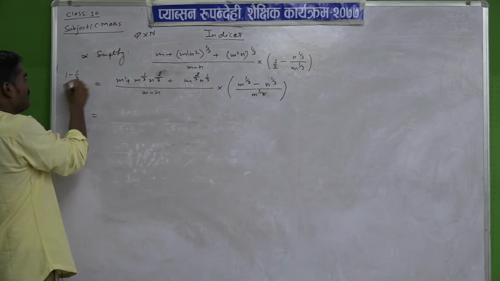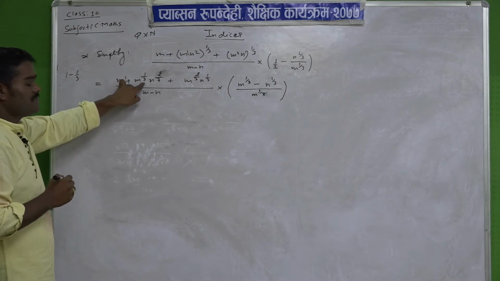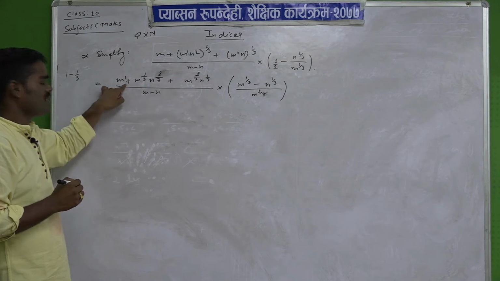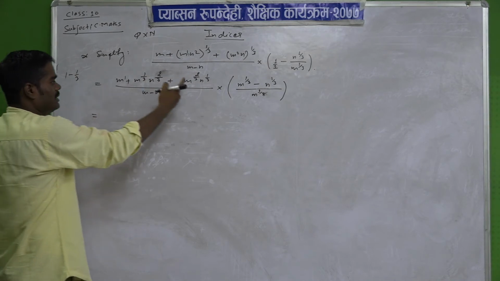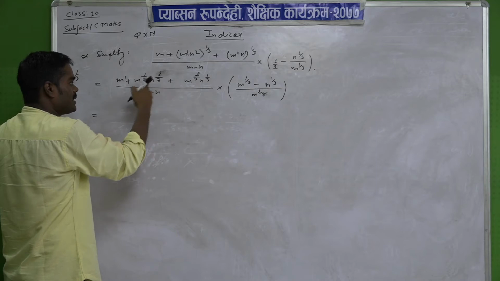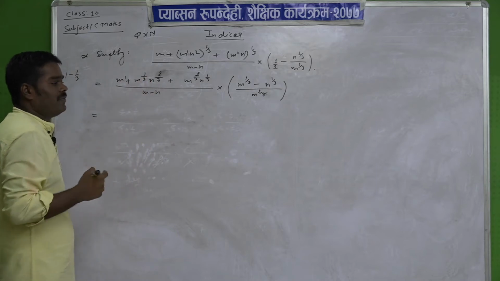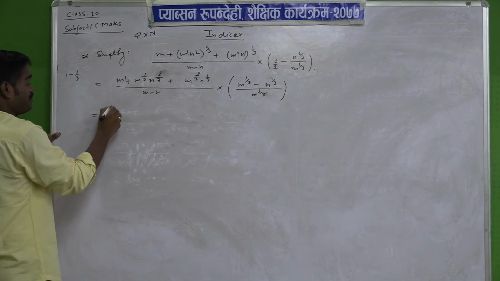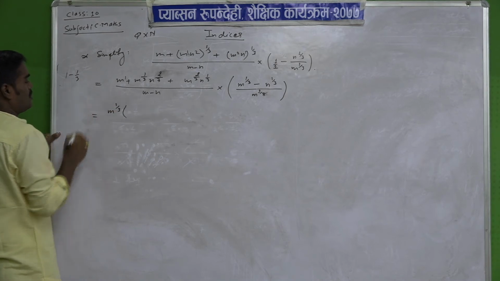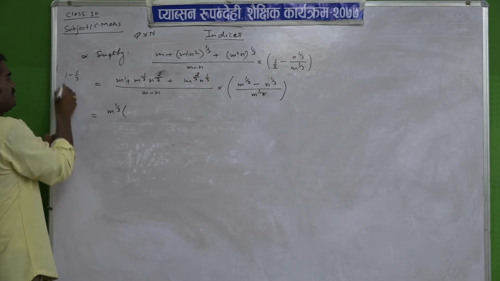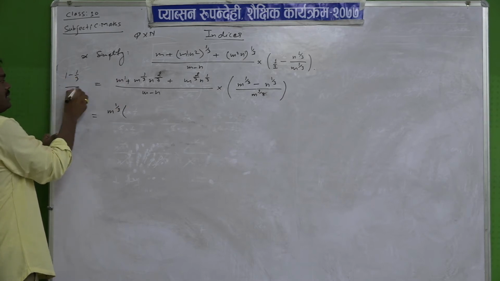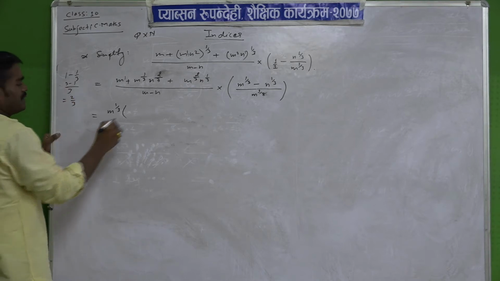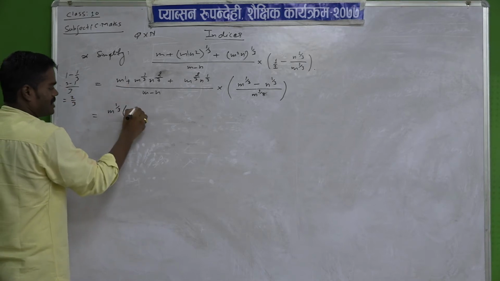1 by 3 here, lowest power is 1 by 3, here power is 2 by 3, and here power is 1. So, 1 is greater than this and this one is greater than this. So, lowest power is what? 1 by 3. So, take m power 1 by 3 as a common. So, what is left here in first term? 1 minus 1 by 3 means 3 is the LCM. So, 3 minus 1 means what? 2 by 3.